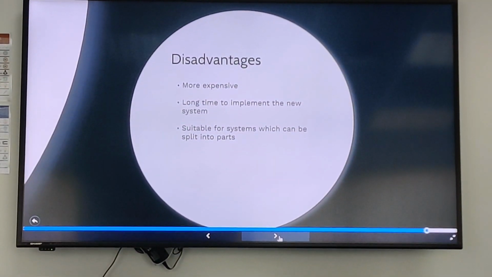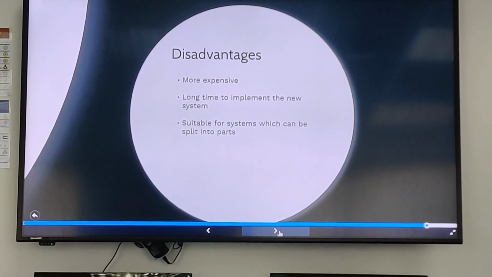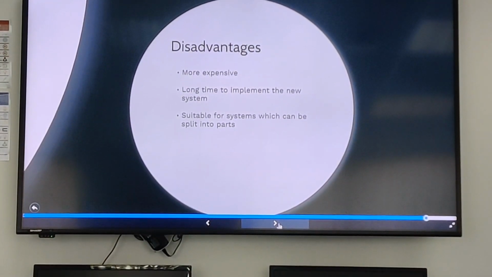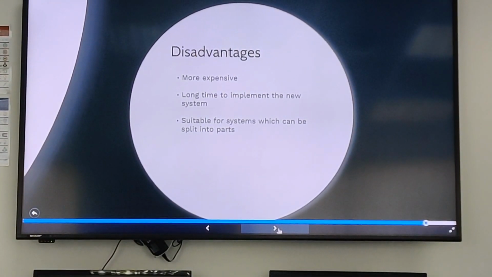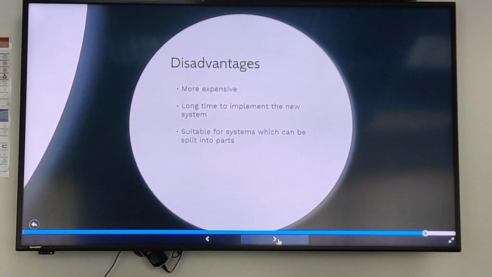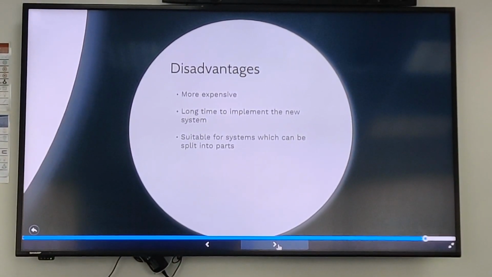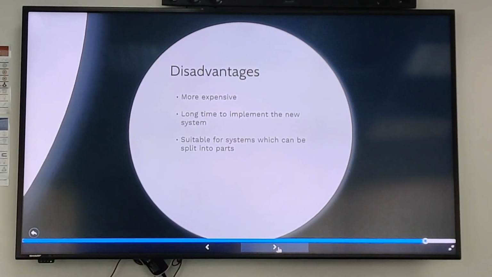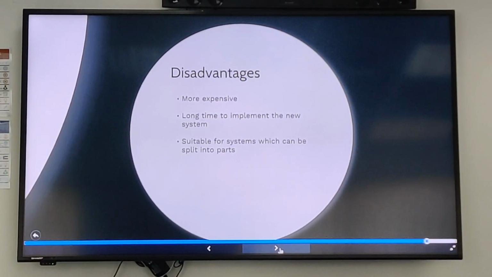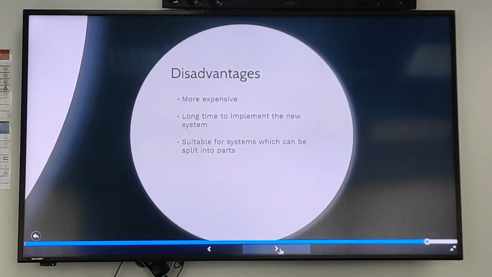As other disadvantages, again, just like in parallel, it's more expensive because it's going to take longer for you to move from one module to the other. So again, you're using more electricity. So that's going to increase your fixed costs of the company. It takes a long time to implement the new system because you're moving from one module to another, and it's suitable for systems which can be split into parts and not all systems.